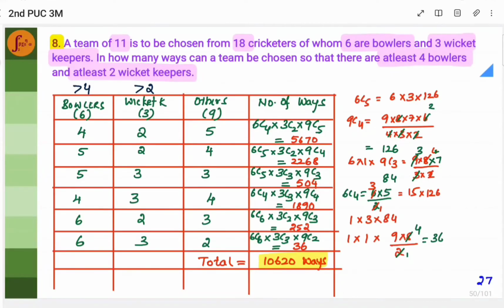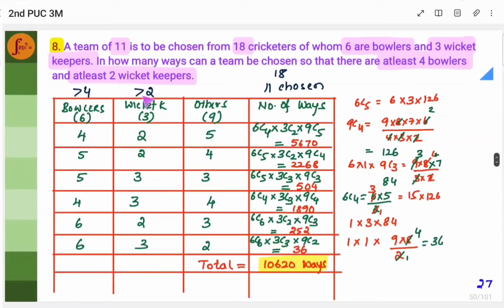Right? Now, 11 is to be chosen. 11 should be chosen finally out of 18. So you start with, say, 2 wicket keepers, right? Then with 2, you see different combinations. Then start with 3, you see different combinations this way. So when you have 2 wicket keepers, you should have a total of 11 chosen, right? You have others also, right? Other than bowlers and wicket keepers, you have others also.